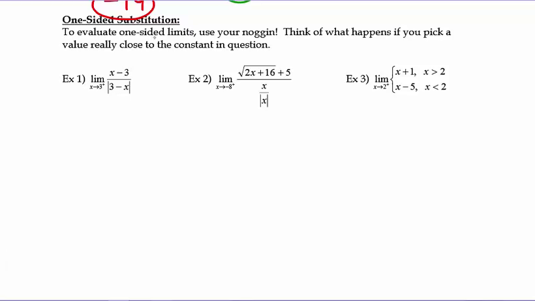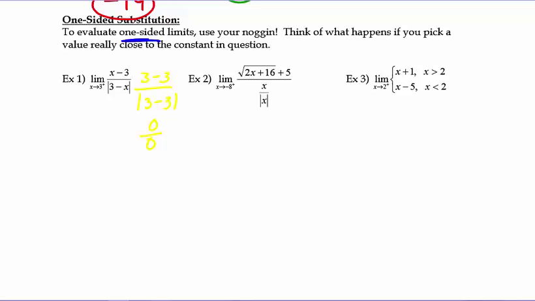One-sided substitution. If you want to evaluate a one-sided limit, you're going to use your noggin. We're going to think about what happens if we pick a value really close to the constant in question. So let's say I want the limit as x approaches 3 from the right for this. Now first, let's try to do direct substitution. So step one is, what would happen if you did direct substitution? Well, I would have 3 minus 3 over the absolute value of 3 minus 3, which is 0 over 0. Okay? That is undefined. When it comes to 0 divided by 0, what happens is this. The bottom 0 is the right bower of all rules.